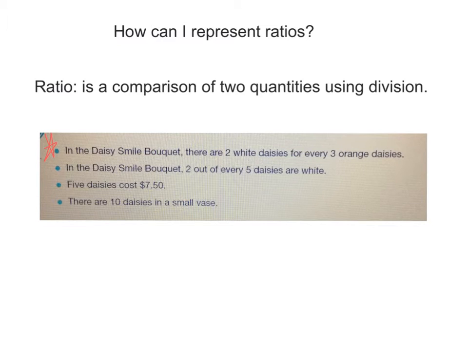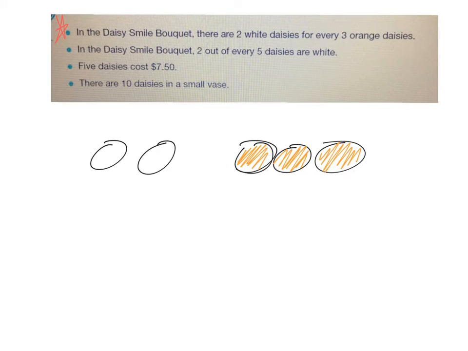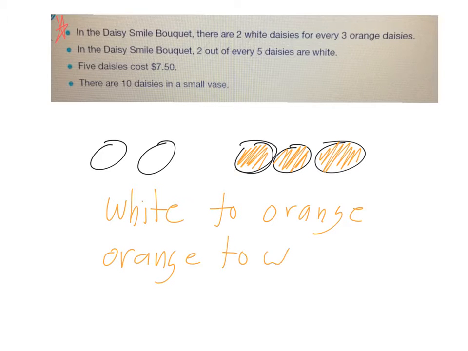My first thought is, let me just draw a picture to show that. In this model, these 2 represent 2 white daisies, and I drew these 3 to represent 3 orange daisies. So for every 2 white, there are 3 orange. Now, when I'm comparing these different quantities, there are different ways I can compare them. I can say white to orange, and then you can reverse that. You can say orange to white. In this case, white to orange could be represented as 2 to 3, and orange to white would be 3 to 2.